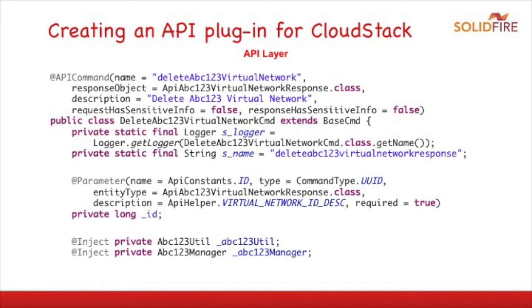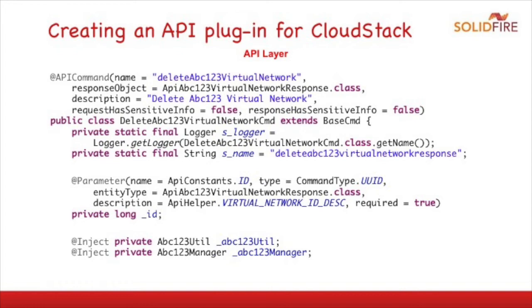If we look at the top, it's got an annotation, API command. So we want to put this in. The name property within that, in this case, delete ABC123 virtual network. That is what the client is actually going to be sending when they have their command equal within their URL.